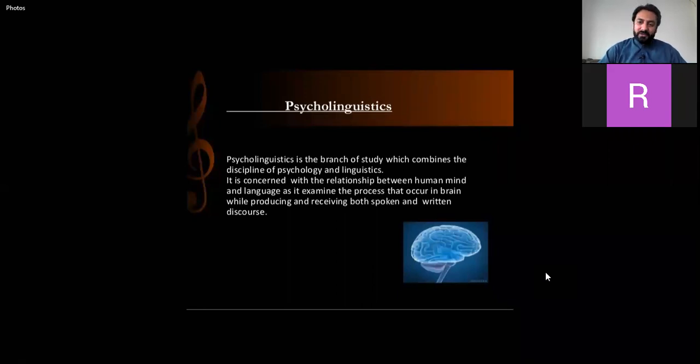So, psycholinguistics is basically the branch of linguistics that studies language with reference to human brain. Reference to human brain means that it studies the working of human brain while it is perceiving and producing the language.